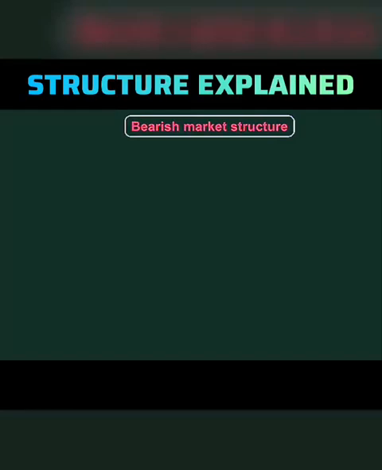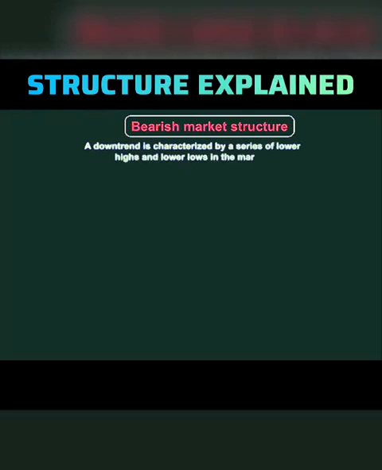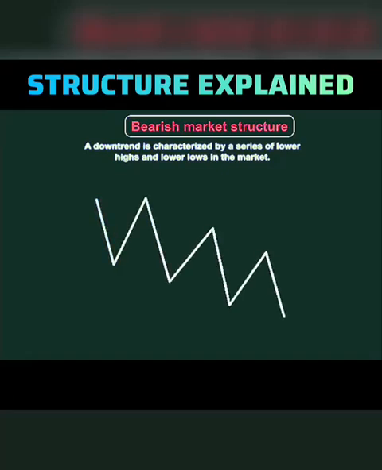Now, let's discuss the opposite market structure, starting with a downtrend. A downtrend is characterized by a series of lower highs and lower lows in the market. If you observe here, the market is in a downturn. Let's identify the lower highs in this bearish market structure.